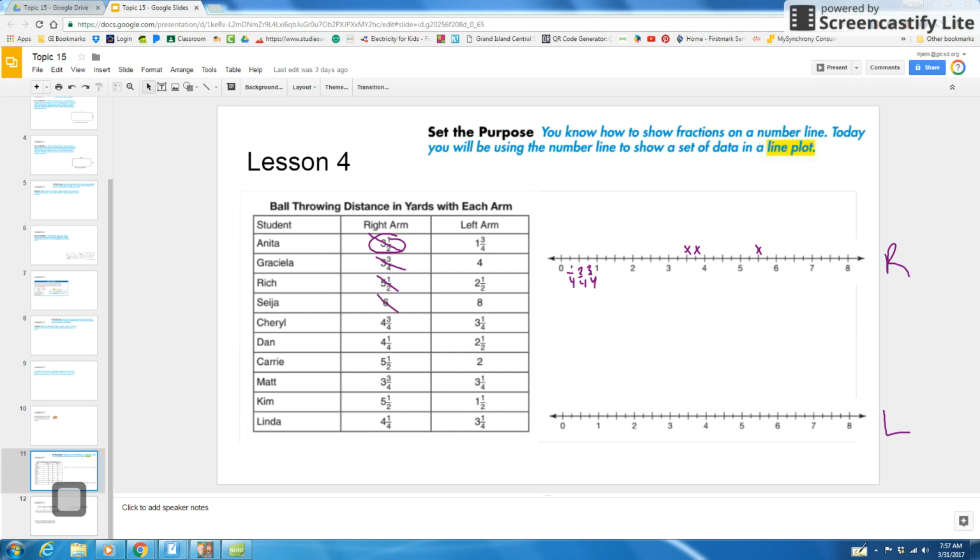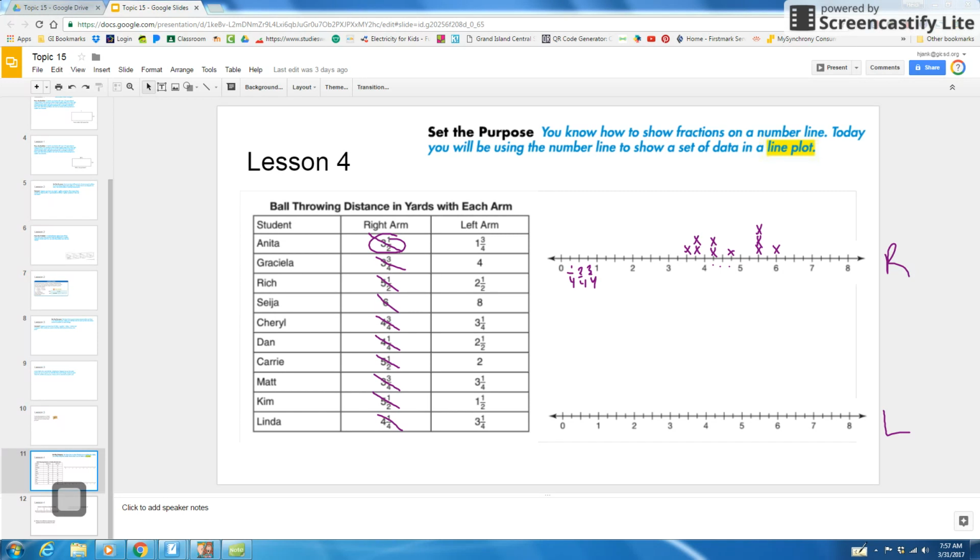Saja did a 6. I'm going to go over to my 6. 4 3/4. I'm going to come to 4, 1, 2, 3 fourths. 4 1/4. So I would go to the first line. 5.5. Now, if there's already a point there, which there is, I just put my next X above that. Matt was 3 3/4. And again, I have another X there, so I just go above it. I have another 5.5. I have 3 X's here, and 4 1/4 is going to go there.